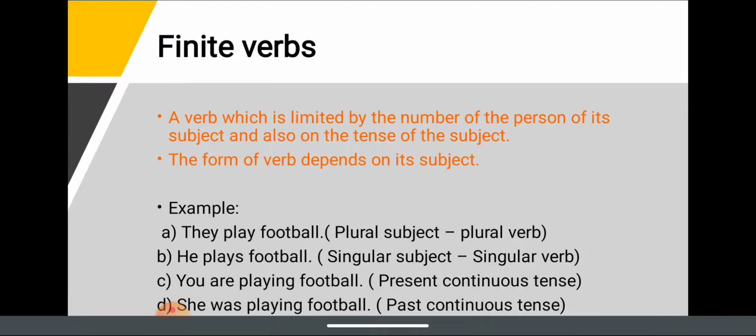You are playing football. Here the present continuous tense is used. The subject is you. It is not certain whether it is singular or plural. She was playing football. She is a singular subject, was playing. This is past continuous tense.